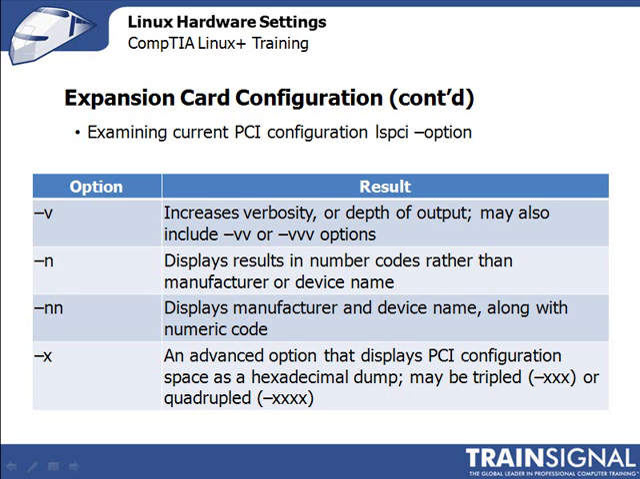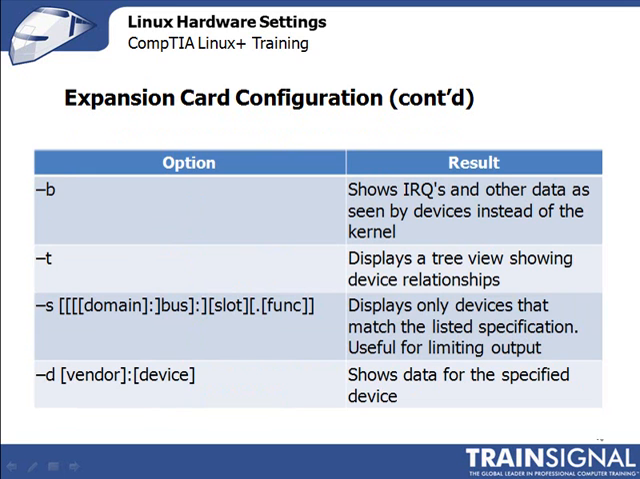-x is an advanced option that displays information in a hex dump. Continuing with options for the lspci command, up next we have -b, which shows IRQs and other data as seen by devices instead of the kernel. -t employs the use of a tree view to show device relationships.